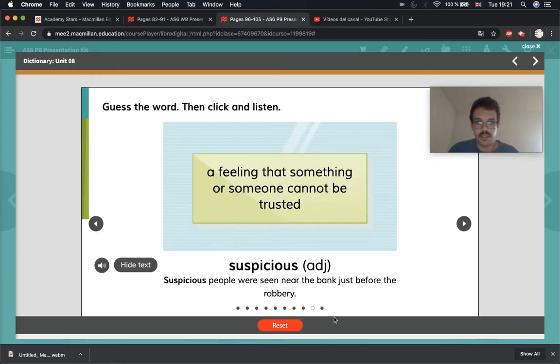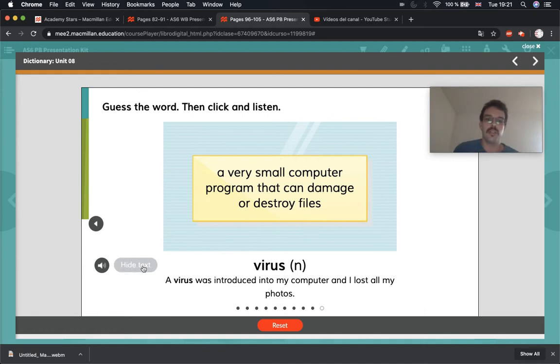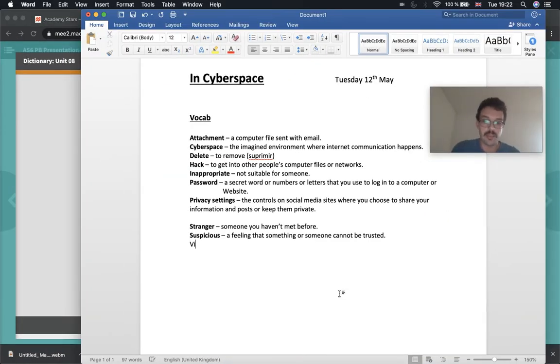All right. And I think this is the last one. A very small computer program that can damage or destroy files. That's a virus, right? Virus. It's the same in Spanish, right? A computer virus. Virus del ordenador. Okay. So we'll write here, virus.